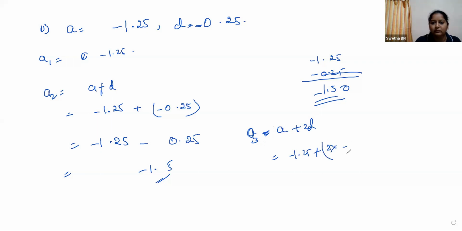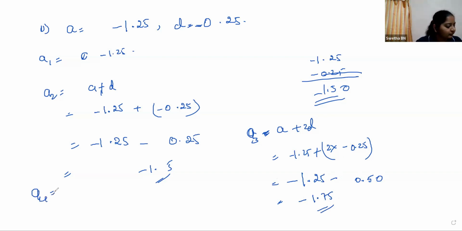So 2 into minus 0.25 is equal to minus 0.5, so minus 1.25 minus 0.5 is minus 1.75. What is A4? Ma'am, minus 2. Yes, minus 2. Very good. Panchami, you got minus 2? Yes, ma'am. Got it. Very good.